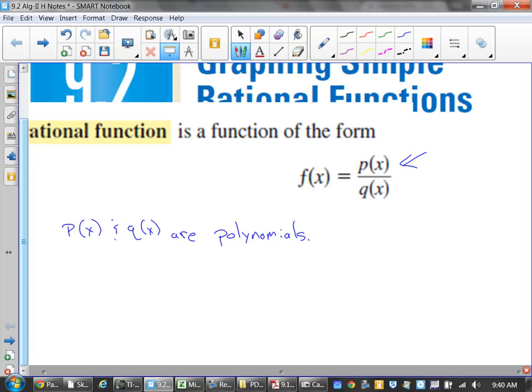We've already talked about a whole bunch of stuff with polynomials. We did that all last chapter. When we did polynomials, we had squared polynomials, linear polynomials, cubics, quartics, all those fun things. And now we are just basically dividing them out and looking at their graphs.